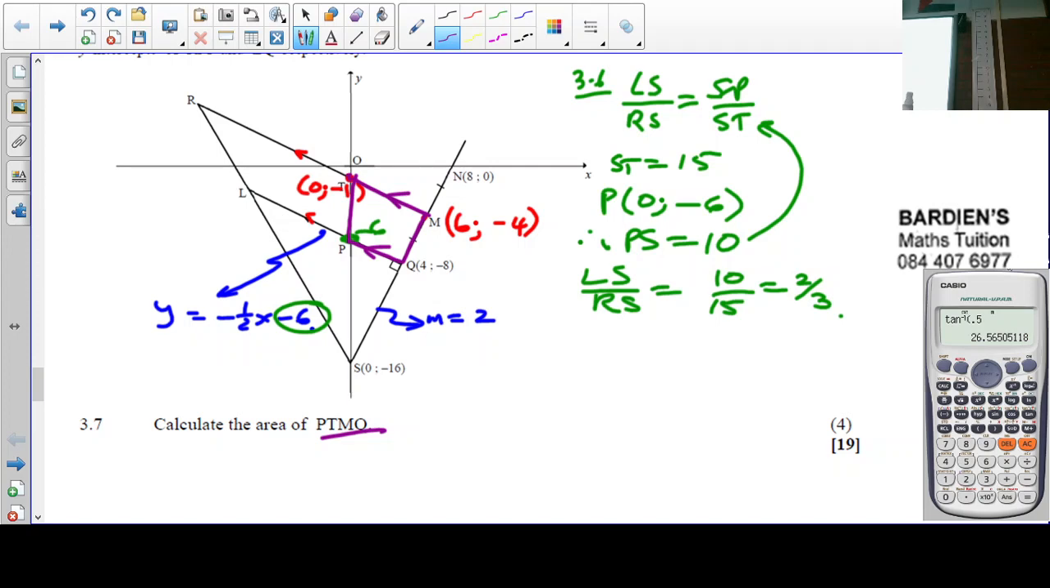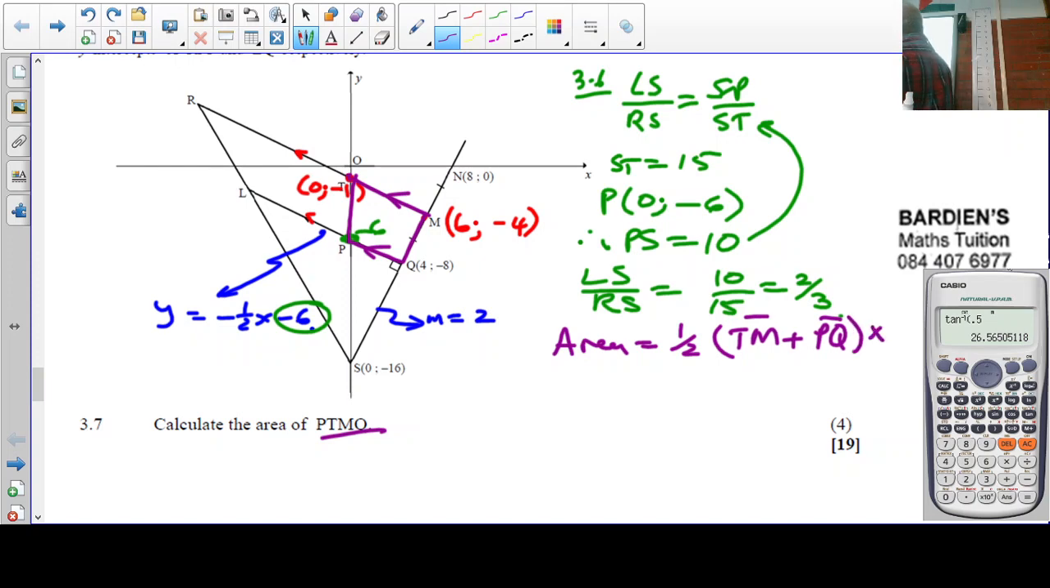The area of a trapezium is equal to half the sum of your parallel lines, which in this case is TM plus PQ, times your perpendicular height. Now your perpendicular height here is QM. How do I know it's perpendicular? Because of the 90 degrees, because of angles on a straight line. A lot of geometry coming into play here. So it's going to give you QM.